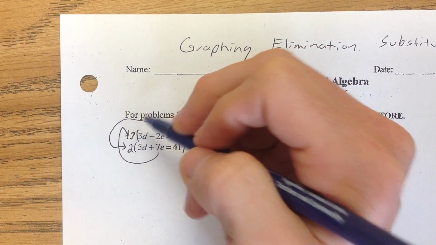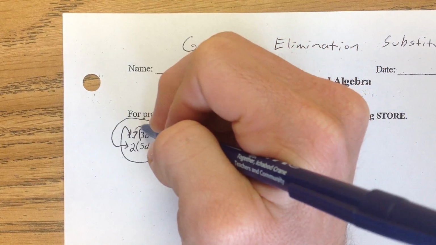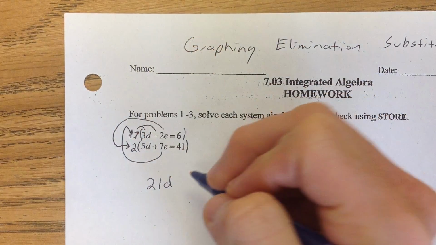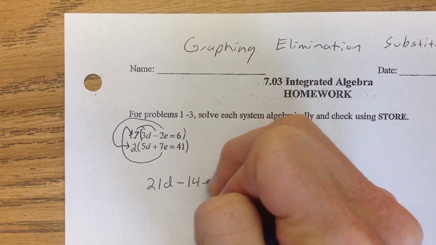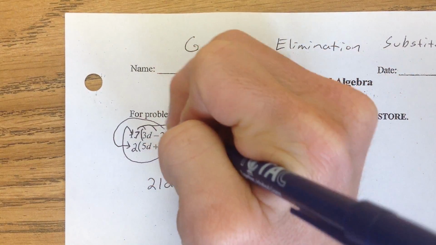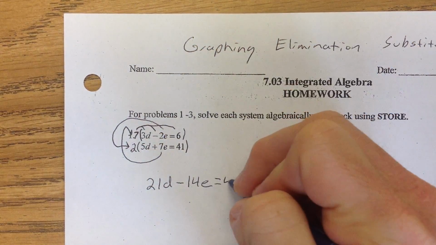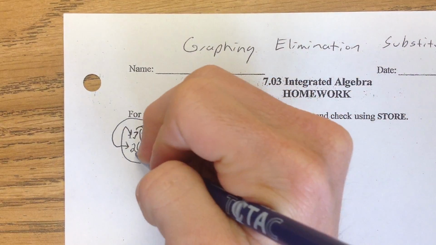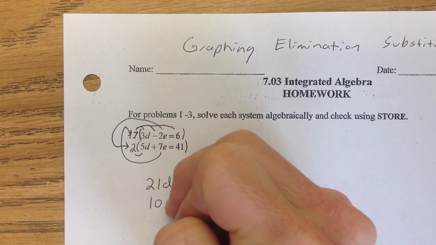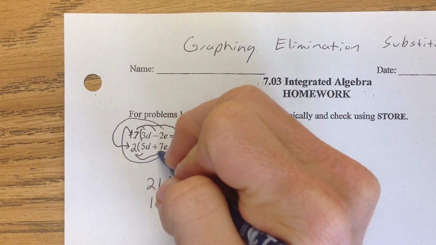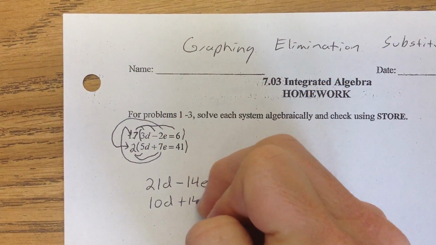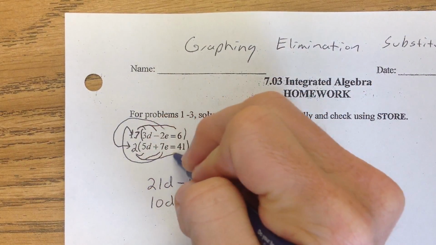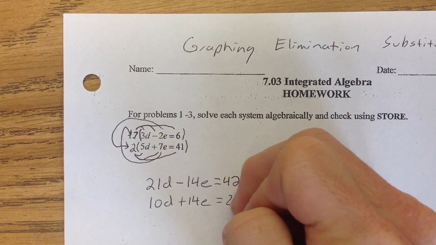Now that we have those numbers out, we have to do our distribution. 7 times 3 is 21d. 7 times negative 2 is negative 14e. 7 times 6 equals 42. Then we'll do the same thing down at the bottom. 2 times 5 is 10d. 2 times 7 is positive 14e. There's our opposites. And then 2 times 41 equals 82.